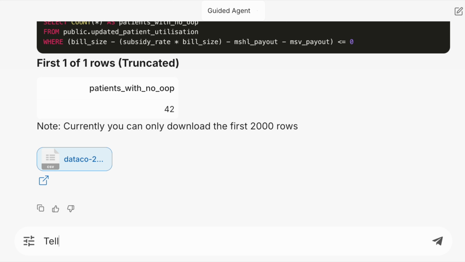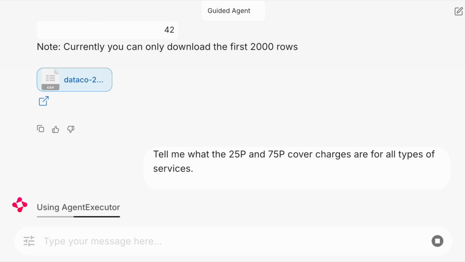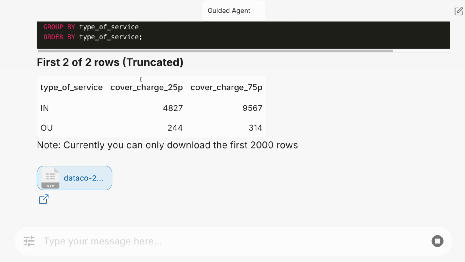Can Sense do better? Let's try asking it for the 25th and 75th percentile cover charges. The phrase cover charge is used to refer to the bill size. Can Sense understand this? Let's see. Sense does pretty well on this front as well.